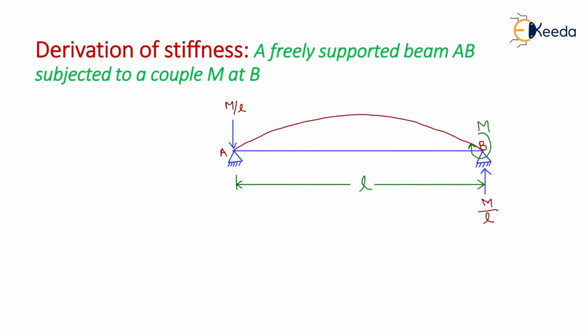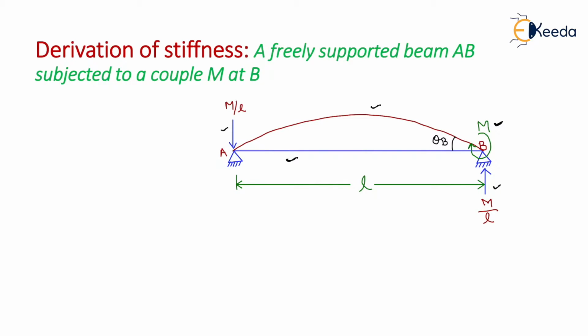Now a beam AB is shown here, whose span length is small l and which is subjected to a moment M at B. Due to this moment, the deflected shape of the beam will be like this, and this rotation will be known as theta B. To resist this moment, we need to generate the reaction.